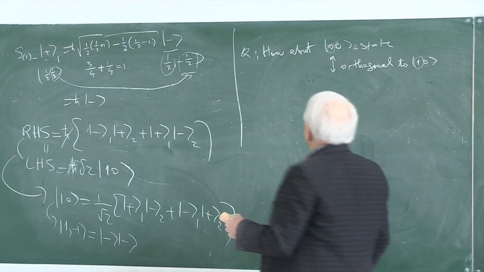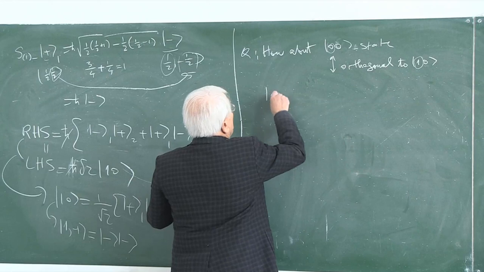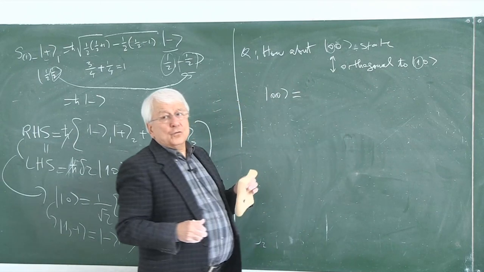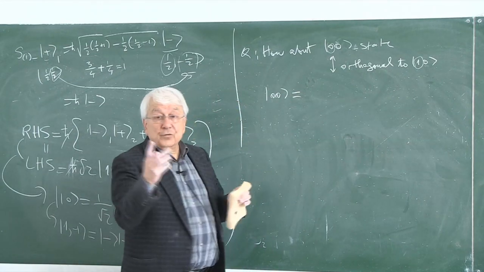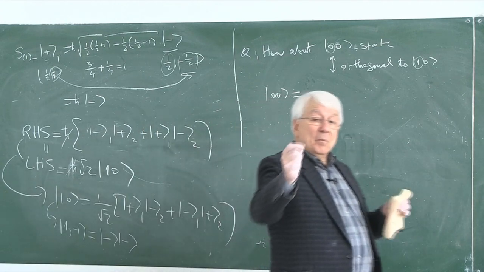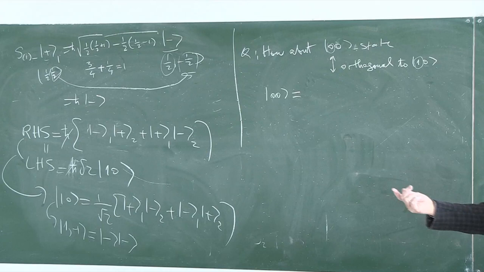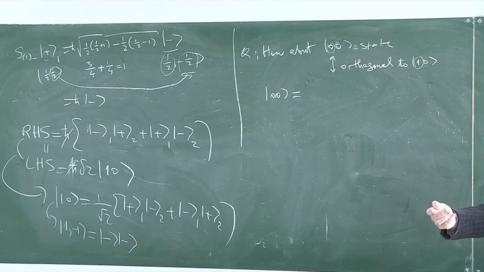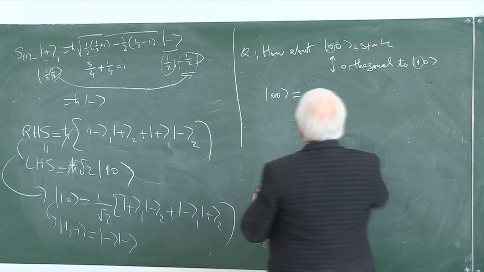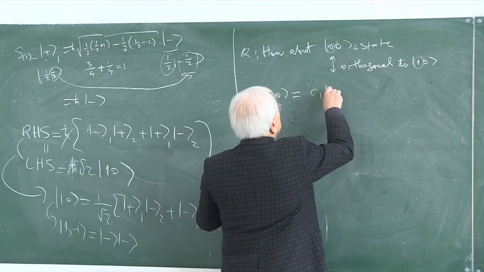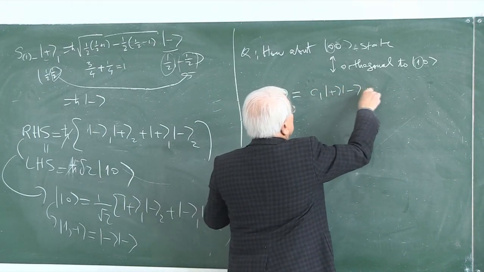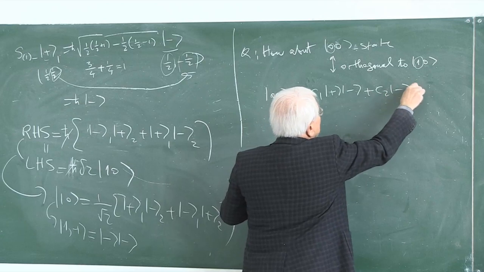And so 0,0 should be composed of what? Using the other theorem, ms is equal to m1 plus m2, total ms is 0, and it must be either plus, minus, or minus, plus, because when you add plus, minus, you get 0, and minus, plus, you get 0. So it's going to be a superposition of c1 plus, minus, and c2 minus, plus.